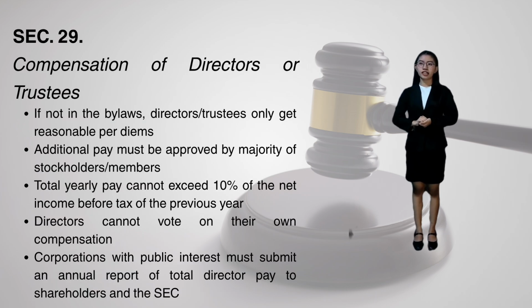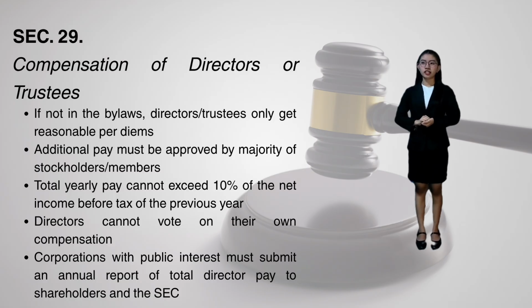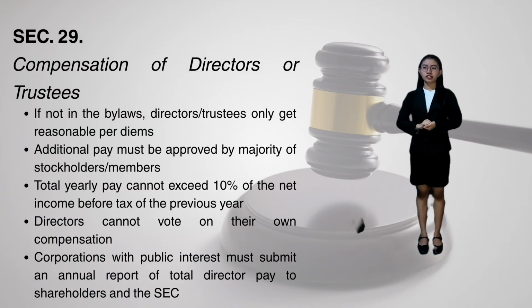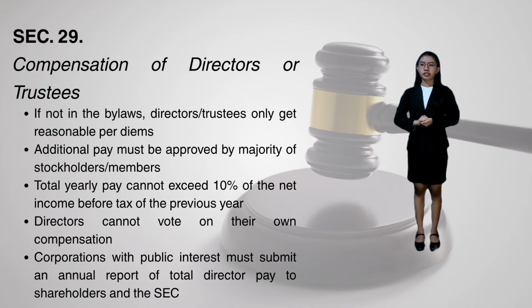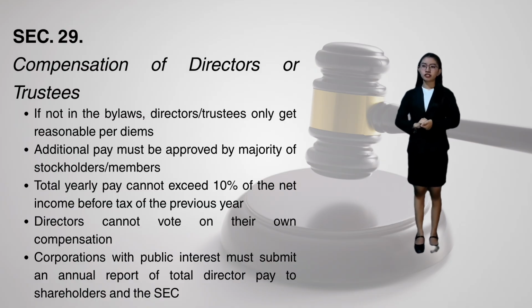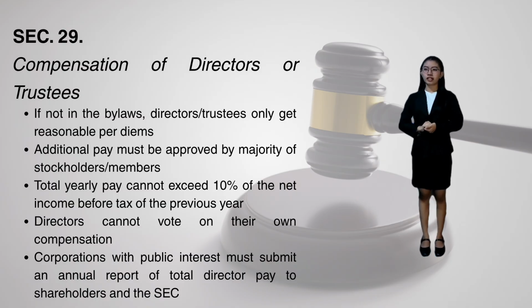Section 29 discusses how directors or trustees are compensated for pay. Normally, if it's not written in the bylaws, directors don't get a salary. Only reasonable per diems, which means payment or indemnities. However, they can receive additional compensation if it's approved by the majority of stockholders or members.